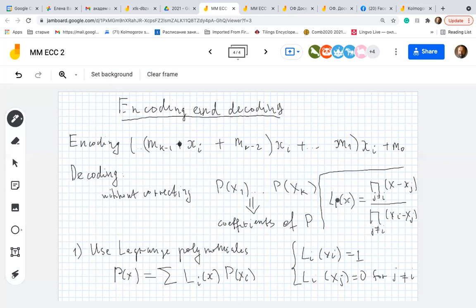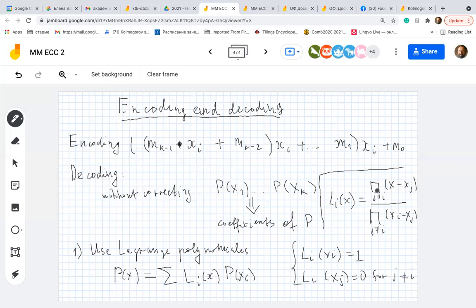And you see that if we substitute here x with xi, everything cancels and we obtain just 1. And if we plug xj for x in this expression, then the numerator becomes 0 and the value becomes 0. So we have verified that Li has indeed that feature.